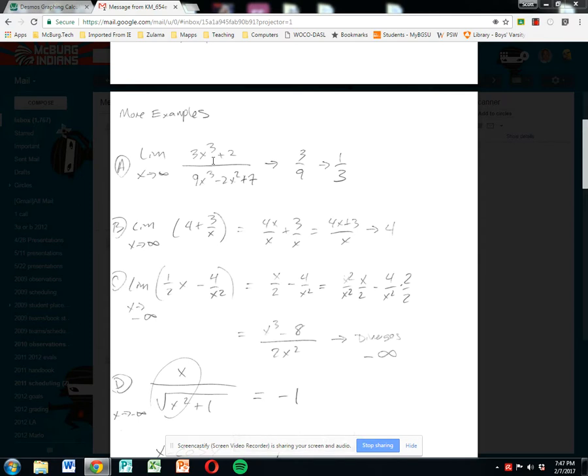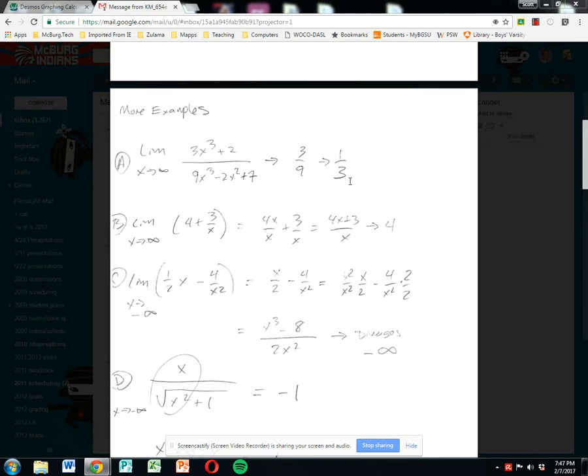Look at these two degrees here. They agree. Therefore, this limit approaches 3 over 9, both positive and negative infinity, because it would be either a positive 3 over 9 or a negative 3 over negative 9. Both of those are going to go to 1/3. This would be your horizontal asymptote.